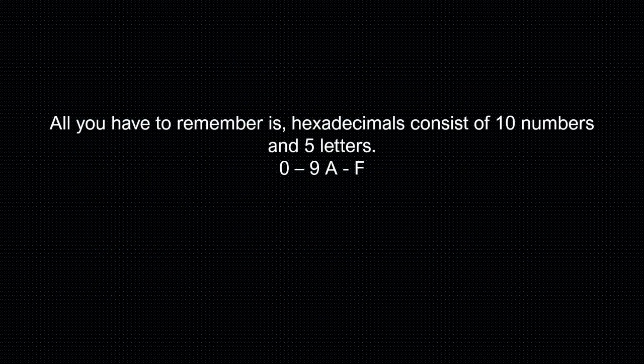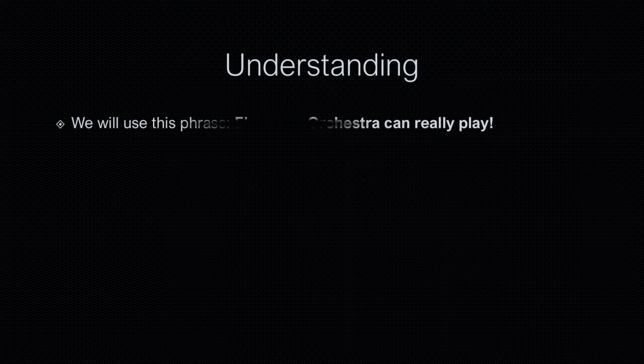Now, all you have to remember with all of that said is hexadecimals consist of 10 numbers and 5 letters, 0 to 9 and A through F. Okay, so let's see if we can put some words together, and this way we're going to learn how to cancel out letters, and we cancel those out because they don't correlate to the consonants, nor do they correlate to the hexadecimal numbers or letters.